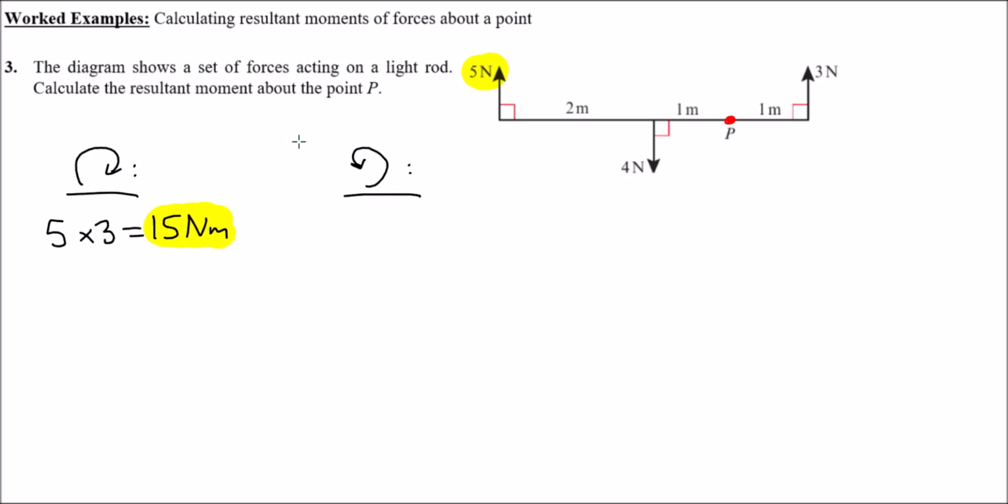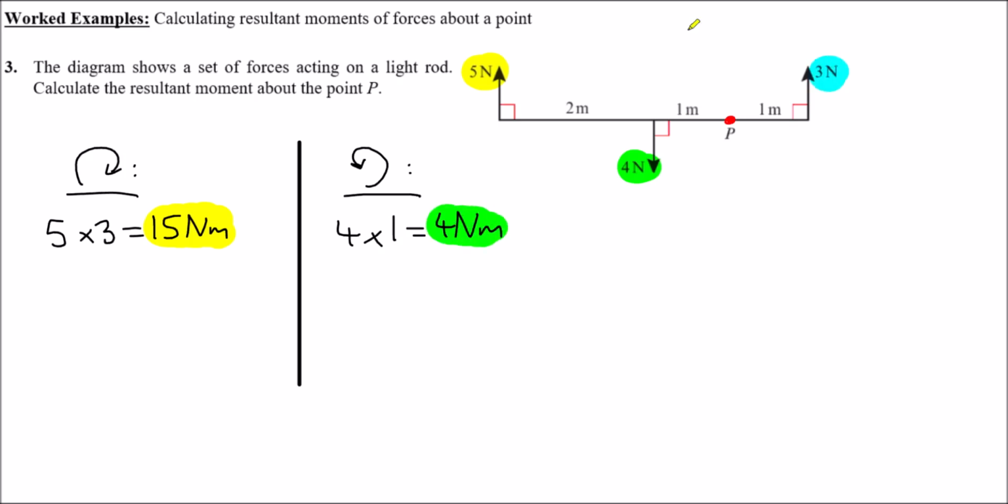Whereas going anti-clockwise, we've got two forces which would give an anti-clockwise moment. First of all, we've got this 4 Newton force here, which is 1 meter away perpendicularly. So this force here, the 4 Newton, would offer a moment which is 4 multiplied by 1, which is 4 Newton meters.